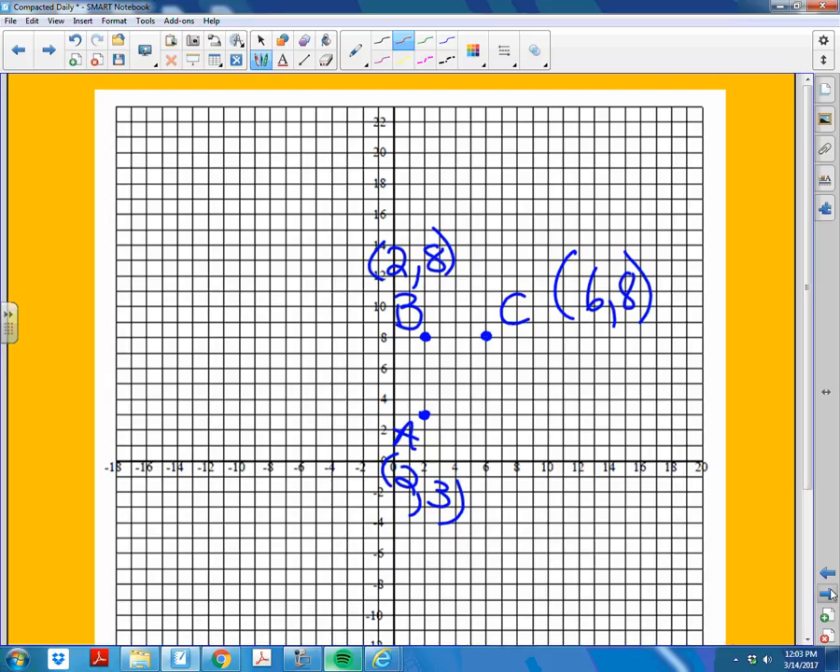If you need help, just get with your neighbor or call me over and I'll talk to you about it. But basically, you're just turning it one section. Remember, we're going counterclockwise, so you should have turned it counterclockwise.